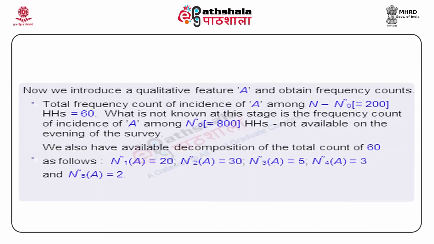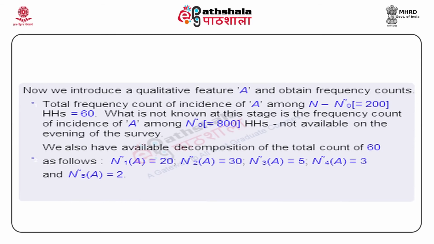Total feature count of incidence of A among the n minus ñ0 households is 60. That information is now available. These 200 households are available. We talk to each one of them and make a request for whether they possess the feature A or not, which is otherwise taken to be regular. They will say yes or no, and I got a total count of 60. That we can understand. And then what is not known at this stage is the frequency count of incidence of A among ñ0, equal to 800 households, not available on the evening of the survey. So that is the issue.